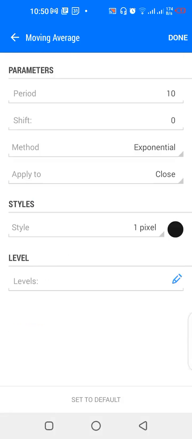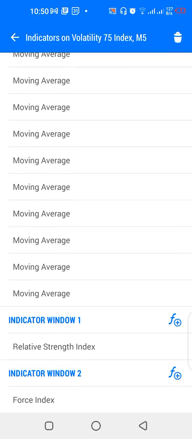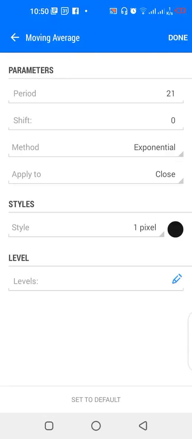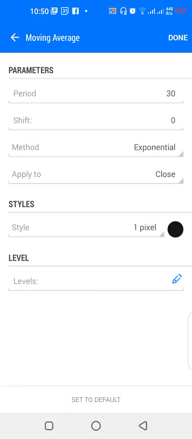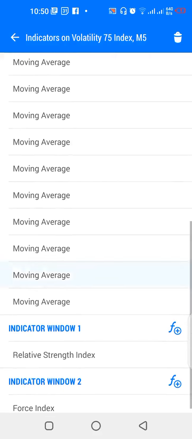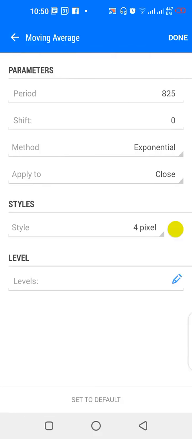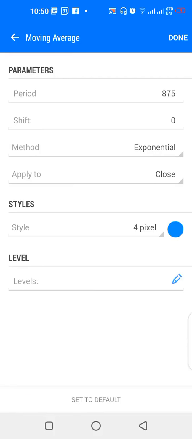The fifth is 10 EMA, which is black. The fourth is 21 EMA, which is also black. The third is 30 EMA, which is black. Then the second one is 825 EMA, which is yellow. And the last of the moving averages is 875, which is blue.